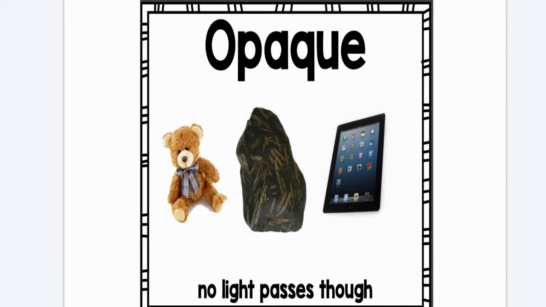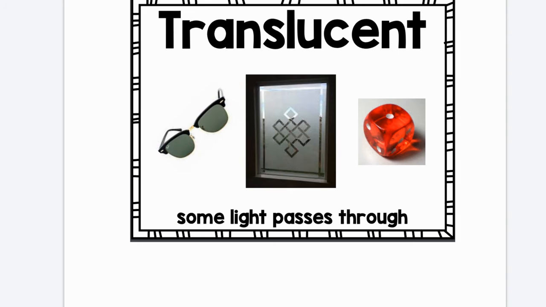Okay, so we're going to review the types of objects. The first object is opaque. So remember that opaque means that no light passes through. And then we have translucent. This is where some light passes through. This is like those glass windows, the colored glass windows. And then this dice, you can see a little bit through it, but you can't see fully through it. And then like your sunglasses, right? Those are all examples of translucent objects where some light passes through. Not all light passes through.